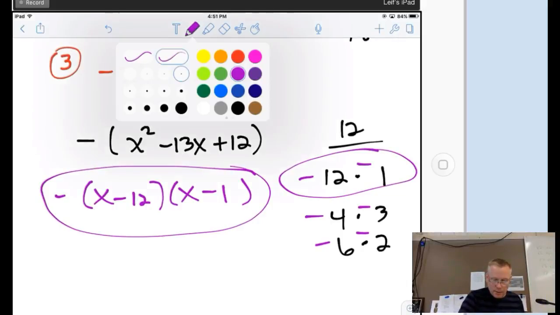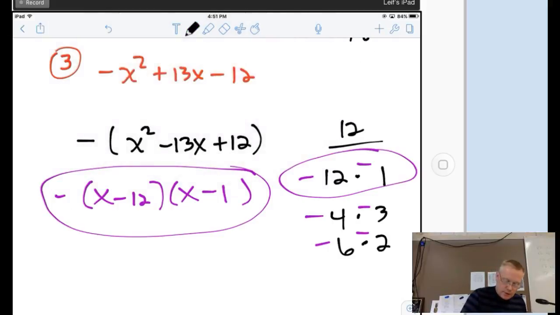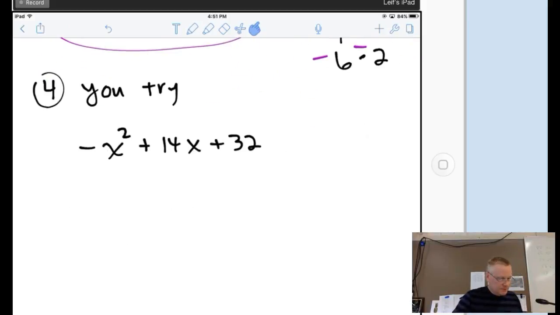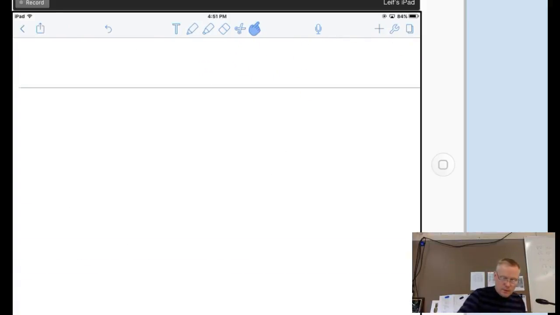All right. Number 4, I'm going to leave up here as a you try. Where I got negative x squared plus 14x plus 32. You can do that one for me, bring it into class. I'm going to come down here and do number 5.